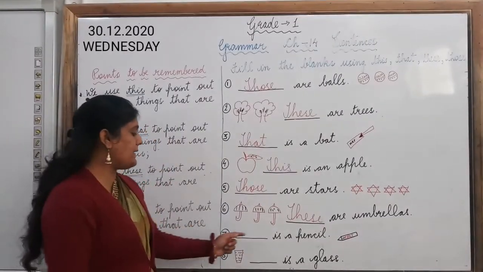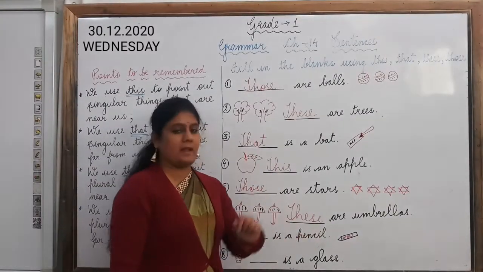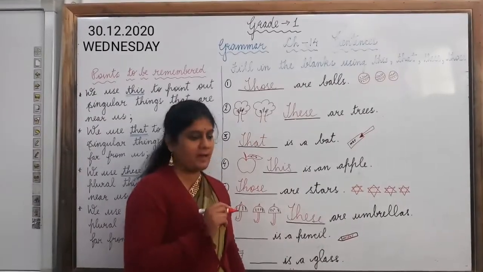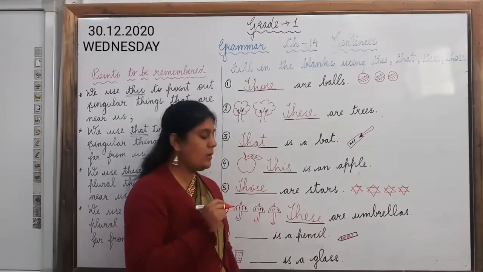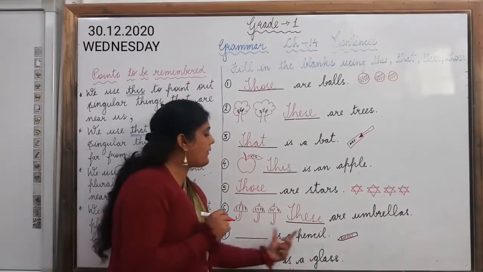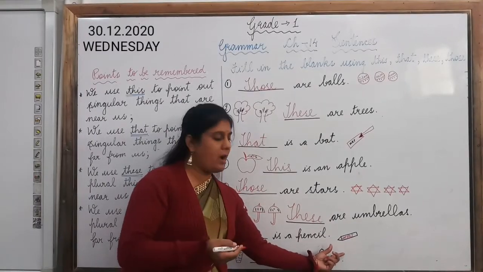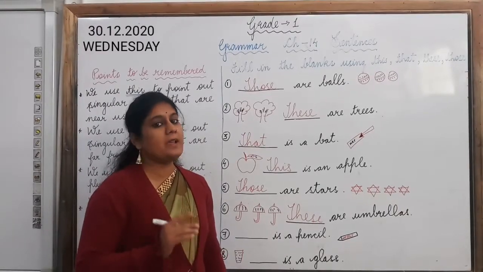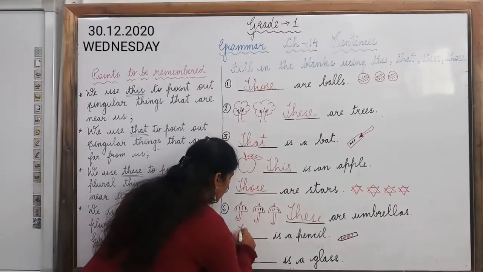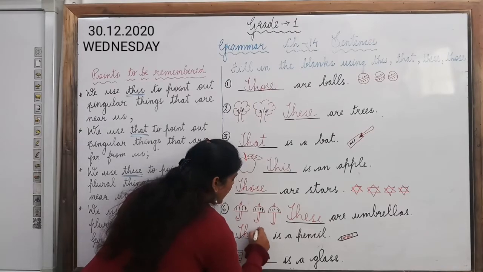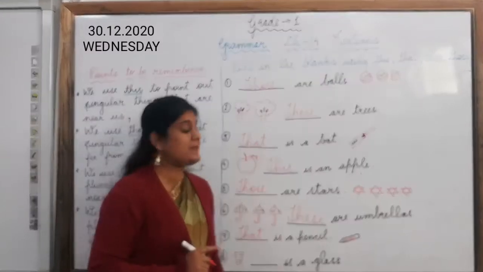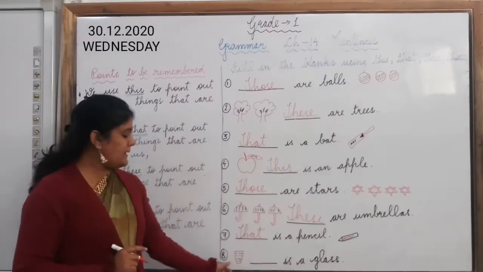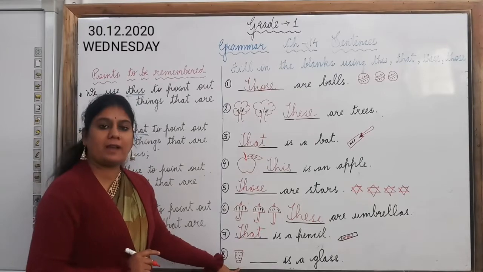Now the seventh question is, dash is a pencil. Here you can see how many pencils are there? Only one pencil is there. So we are talking about singular. Okay. And it is far from the blank, or it is far from us. So which word will we use here? This, that, these, those. Yes, we will use here that, because we use that to point out singular things that are far from us.